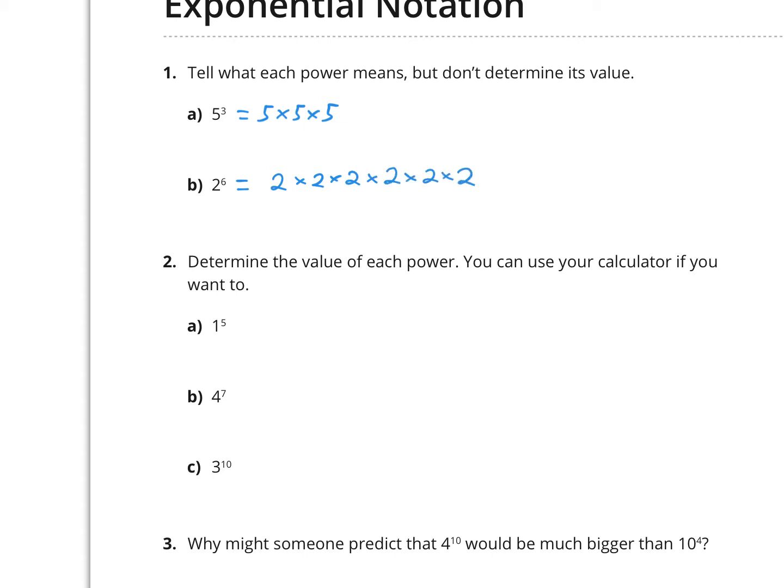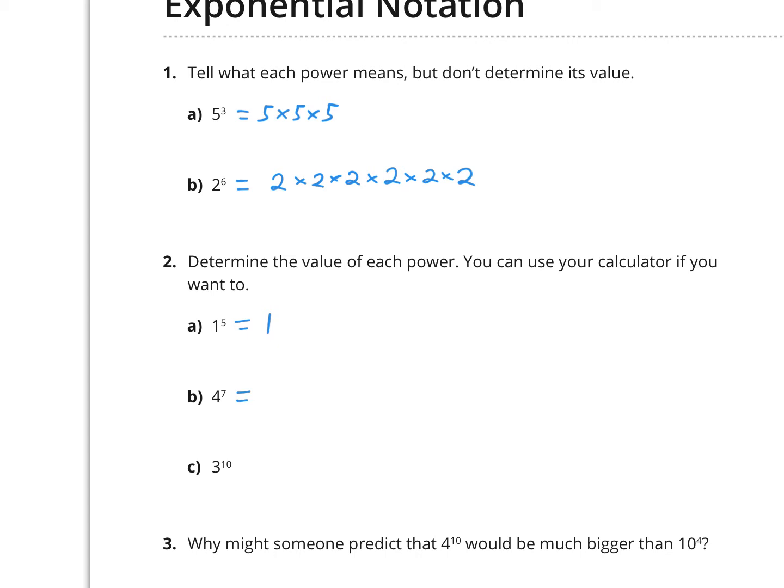And there you go. All right, next we've got determine the value of each power. I am going to use my calculator for some of these, but I don't think I'll need to for the first one. 1 to the power of 5 is like saying 1 times 1 times 1 times 1 times 1. And 1 times anything is just itself. So when I say 1 times 1, I'm just going to get 1. Even if I'm doing it multiple times, I'm still going to get 1 at the end.